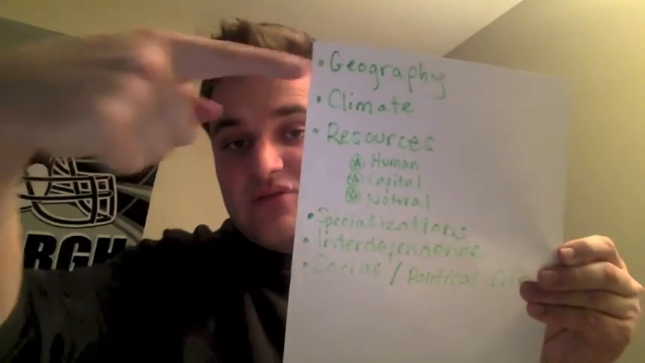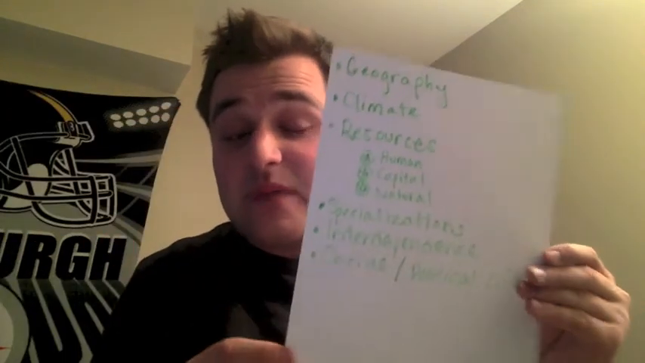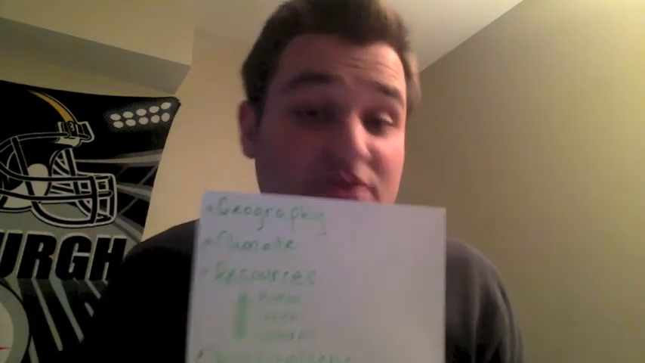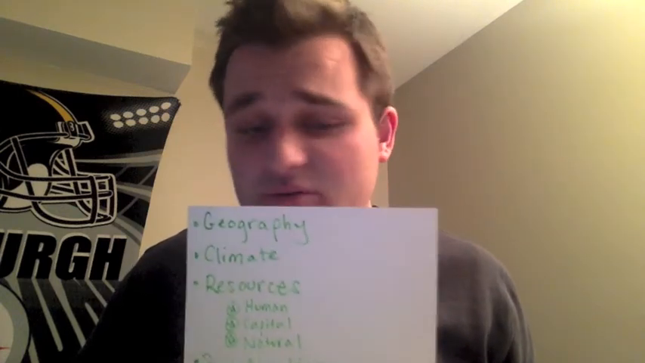So let me show you what I have composed right now. So we have geography, climate, resources, human, natural, capital, specializations, interdependence, and social and political life. Now, like I said, if you start here with each of these regions, a lot of these other things are going to make a ton of sense if you do so. So, I showed you a second ago the 3 pages that I made. New England, Mid-Atlantic, and Southern. Now, normally in the past, what I did for you guys was literally draw out a diagram and I completed it as you went.